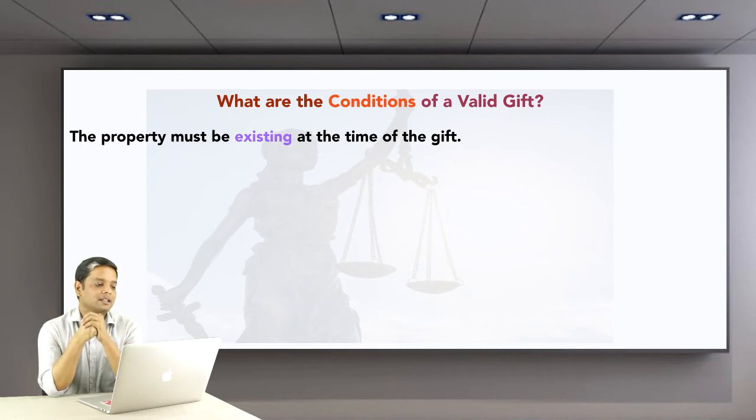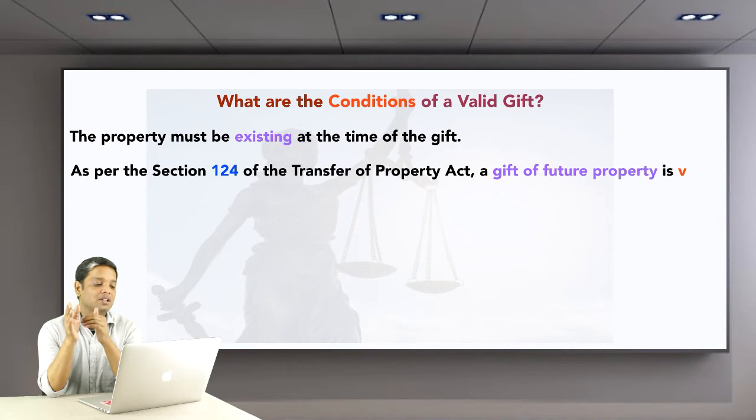The next point is, as per section 124 of the Transfer of Property Act, a gift of future property is void. We have discussed this point, that if you are planning to buy a certain thing, suppose a car, and then gift it out, then that is void. That cannot be claimed. But the property that you have already and you are gifting, that is valid. So you cannot gift out something that you are going to have in future.